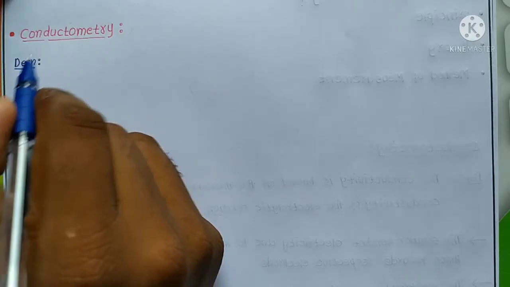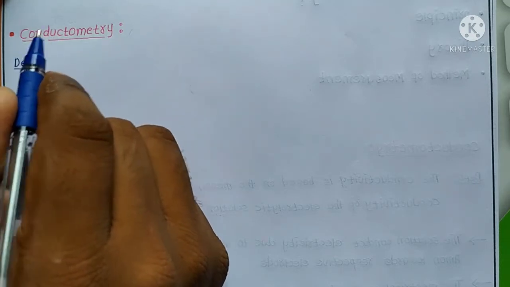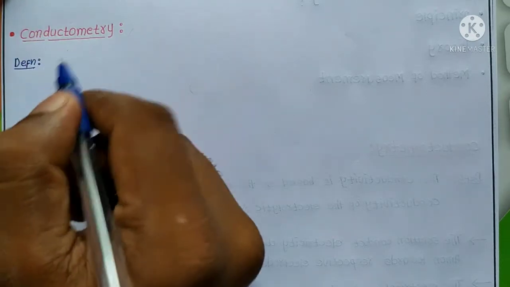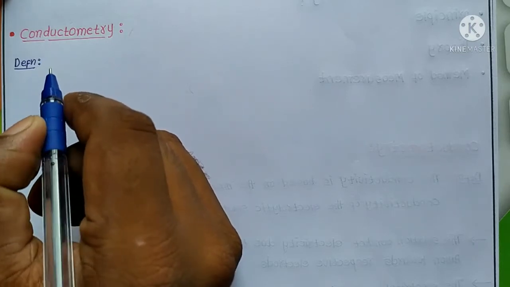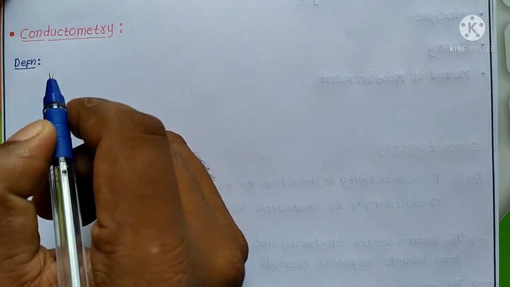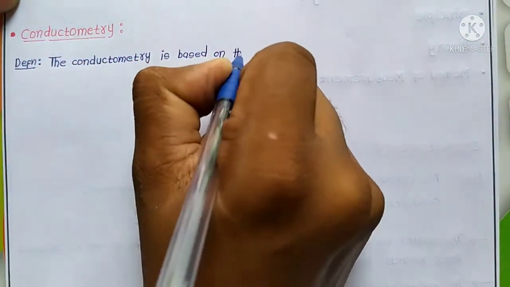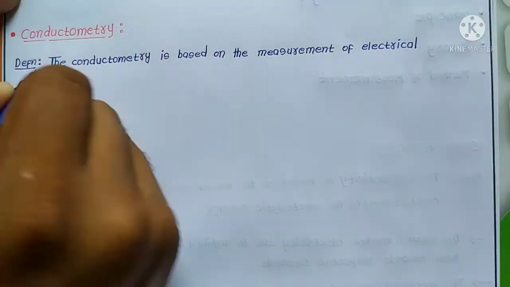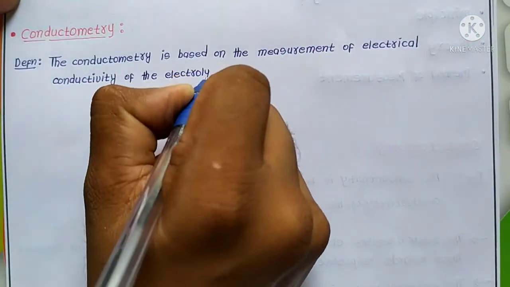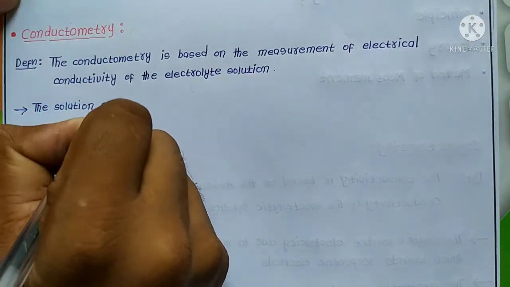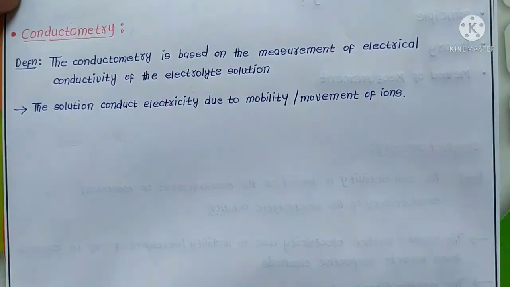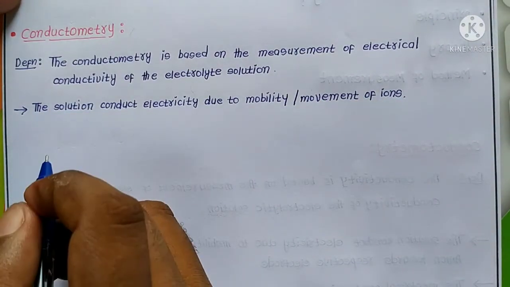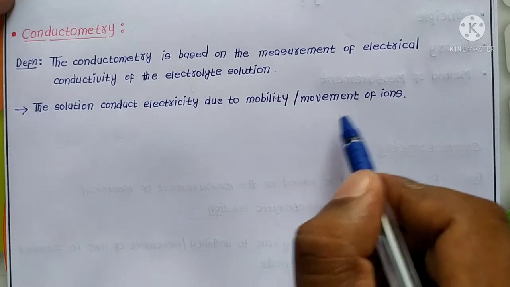Conductometry is based on the measurement of electrical conductivity of the electrolyte solution, and the solution conducts electricity due to the mobility or the movement of cations and anions towards their respective electrodes. And the electrical conductivity of the solution entirely depends upon the movement of the ions.